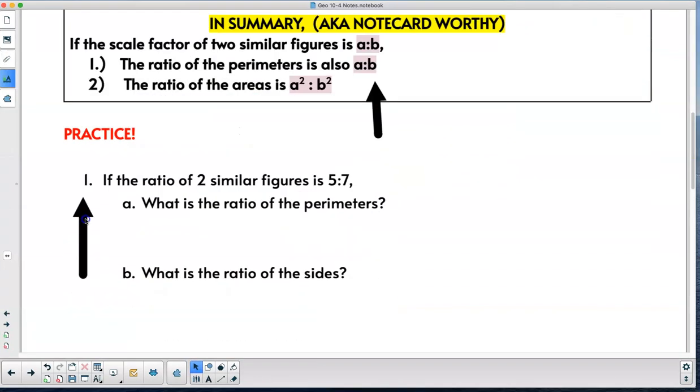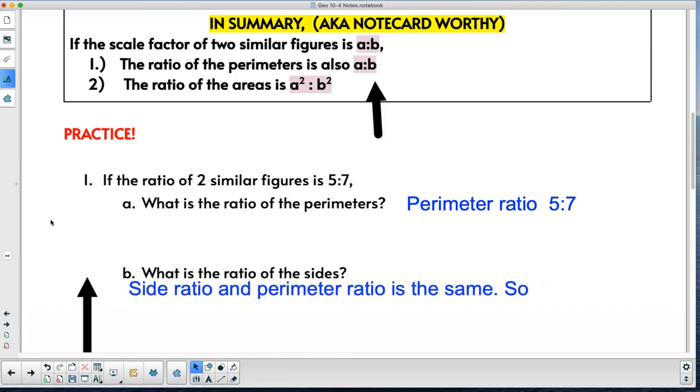So okay, now we're going to go practice this. You're going to turn this off. You're going to answer these two questions. Turn it off. Okay, welcome back. If the ratio of two similar figures is 5 to 7, what is the ratio of the perimeters? It is perimeter ratio 5 to 7. Yay! Okay, so now we're looking at B. What is the ratio of the sides? Well, keep in mind, the side ratio and the perimeter ratio are the same. So, 5 to 7. Okay, I hope you guys got that.